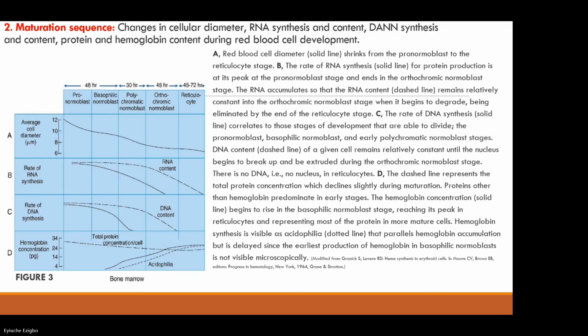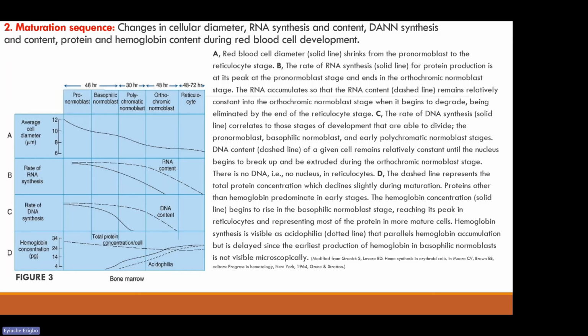Okay. The B, RNA, these are maturation sequences. Red blood cell diameter shrinking. Rate of RNA synthesis. What happens to the rate of RNA synthesis as the red blood cell begins to mature? We find out that the rate of RNA synthesis, for protein production of course, is at its peak at the pronormoblastic stage and ends in the orthochromatic stage. So the rate of RNA synthesis in this sequence ends at the orthochromatic stage. It's represented in the solid line of this stage. Okay, so what happens to the rate of DNA synthesis?